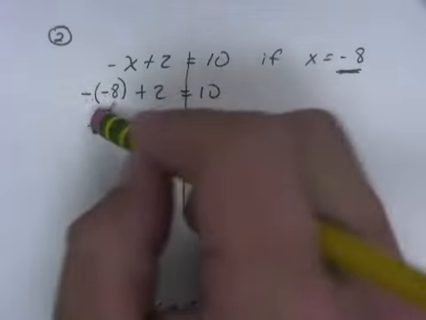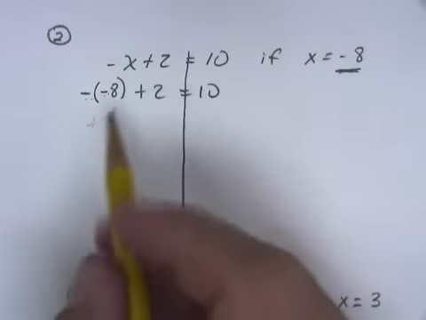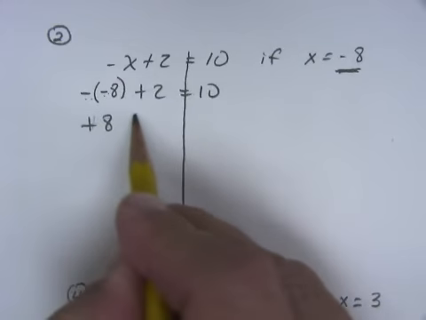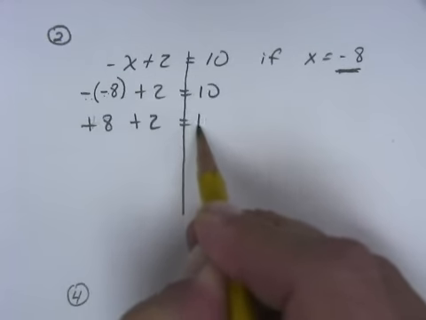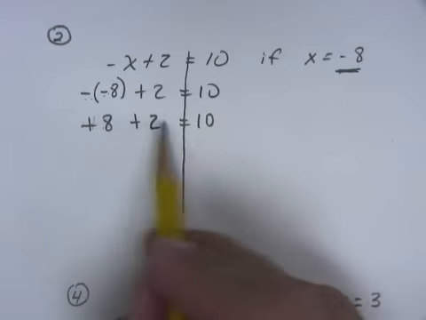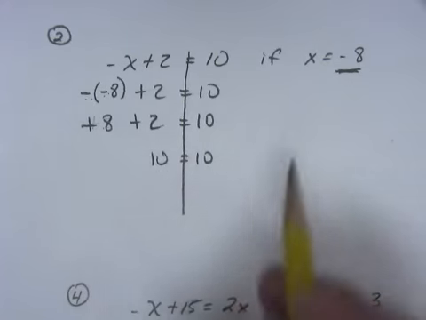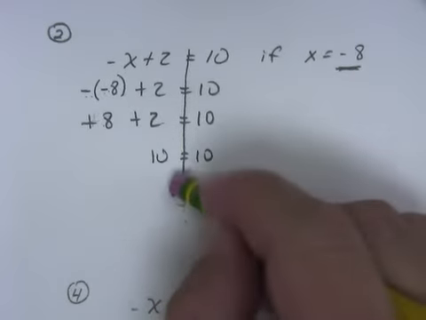Actually, I think I was wrong earlier. Let's try that again. 2 negatives gives you a positive. This will be 8. Carry down the 2, the equal sign, and the 10. 8 plus 2 is then 10. And I was wrong earlier.